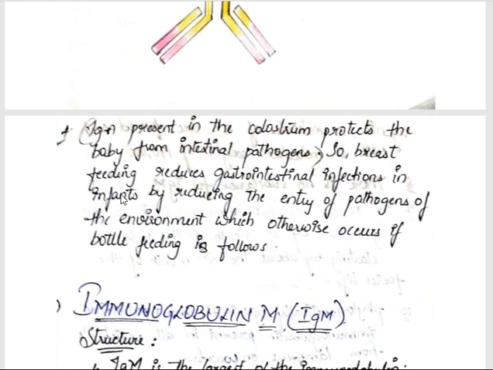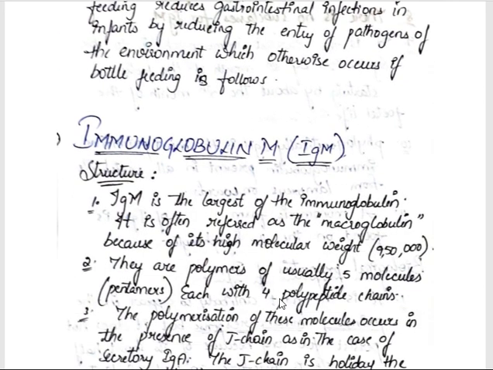So that's why doctors and everyone prescribe breastfeeding: because of these IgA immunoglobulins, which give the baby protection against pathogens. Okay, so next, moving to the third type of immunoglobulin, IgM.